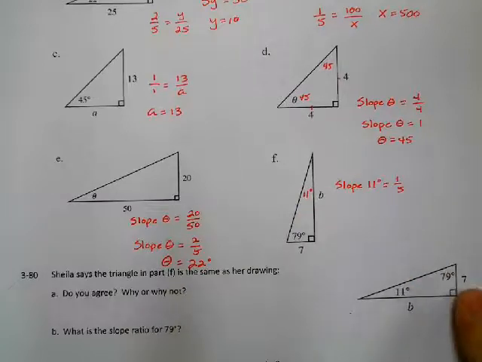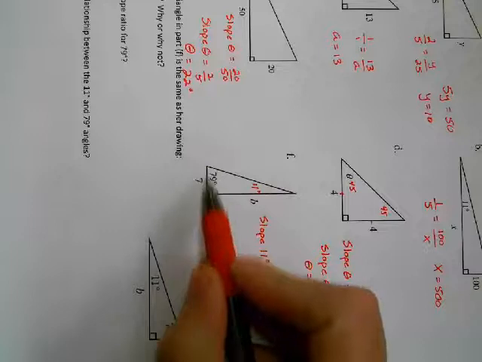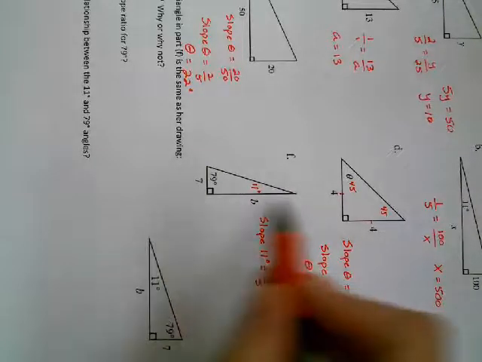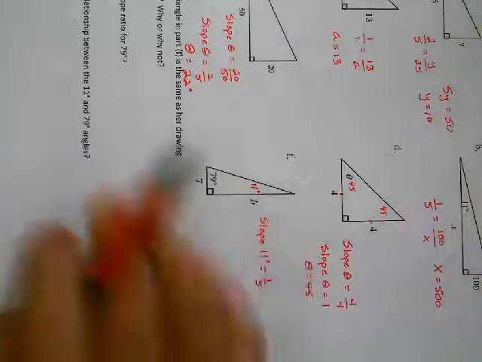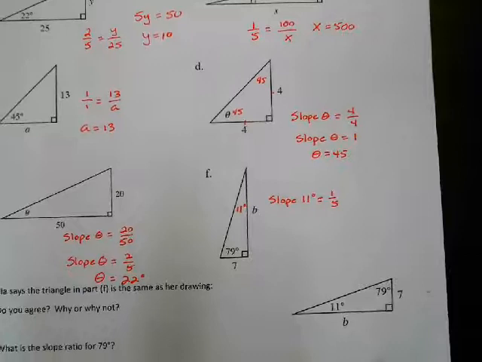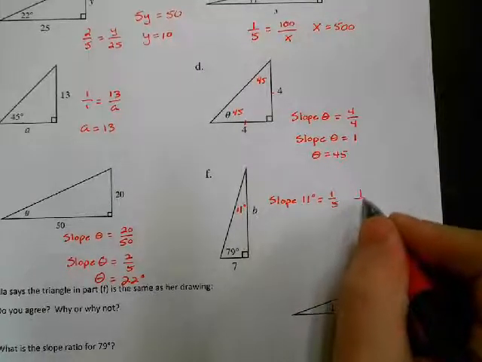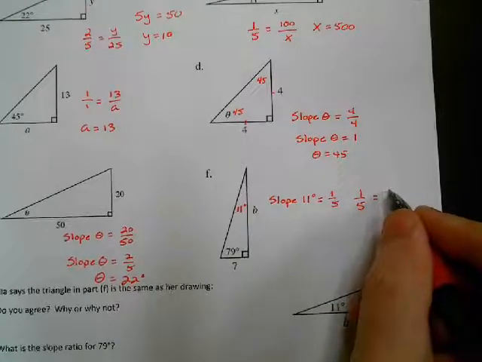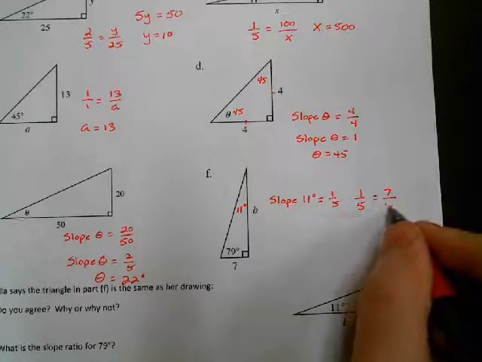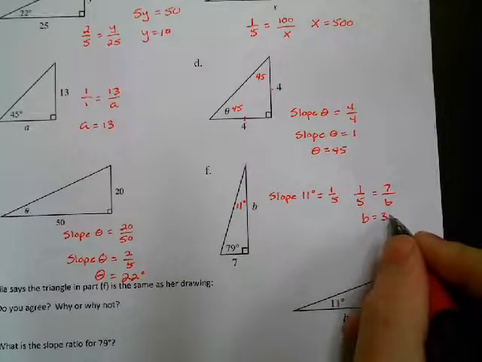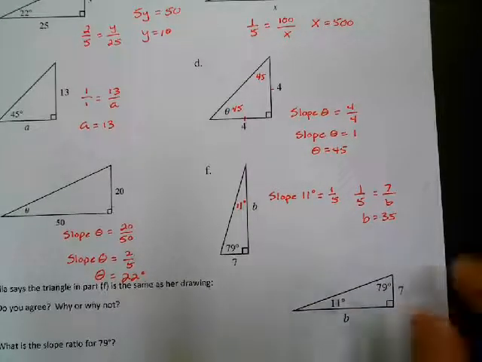We'd have to kind of spin our paper a little bit and go, okay, this for 11 degrees would be the change in y, and this b would be the change in x. So this is one way to do it. So we would say 1 over 5 equals 7 over b. Got the hiccups all of a sudden. We get b is 35. Now that's one way to do it.